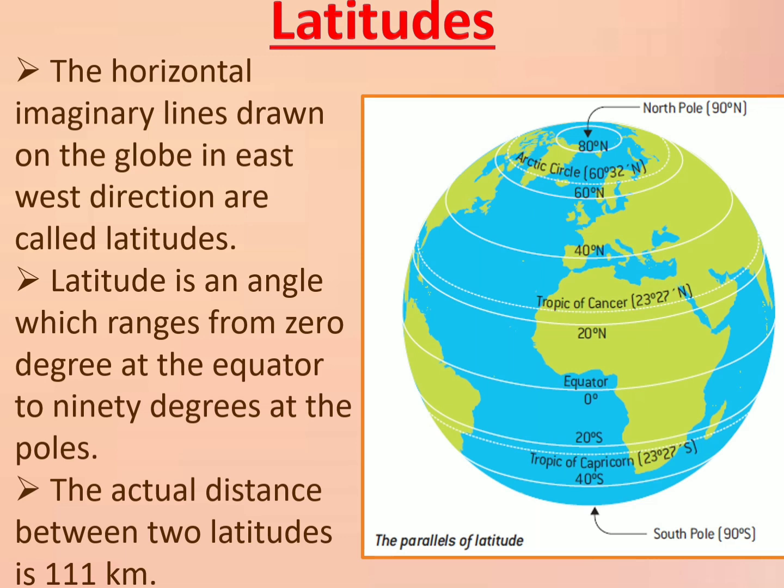And the angle ranges from 0 degree at the equator to 90 degrees at the poles. You can see 2 parallel latitudes there, right? So the distance between any 2 latitudes, what is the distance? 111 kilometers. And students, this is very important for your MCQ. The actual distance between 2 latitudes is 111 kilometers.